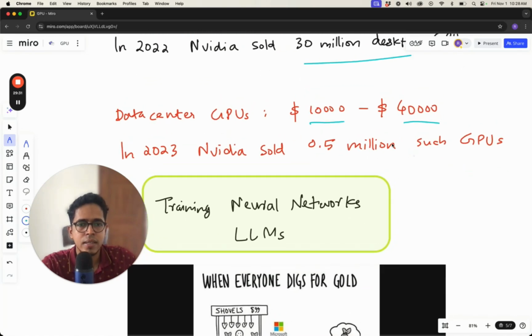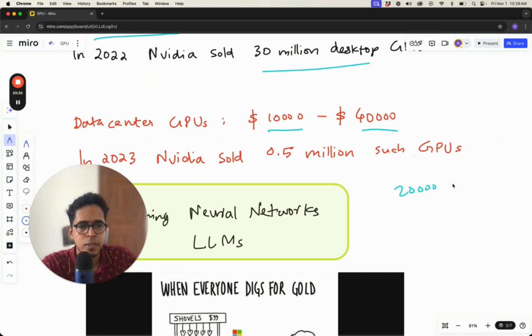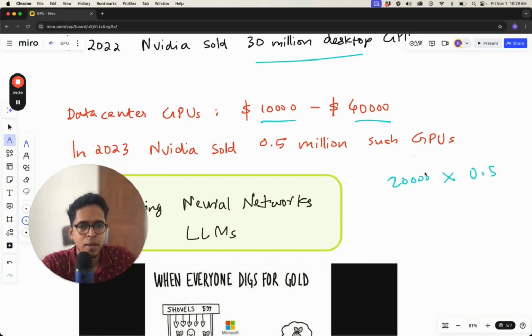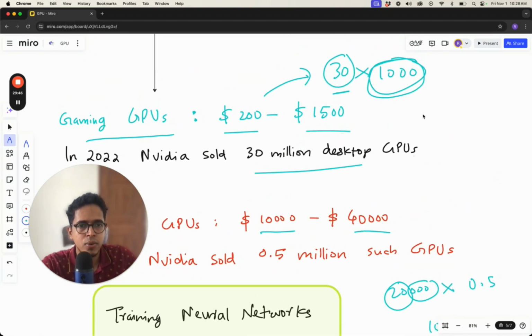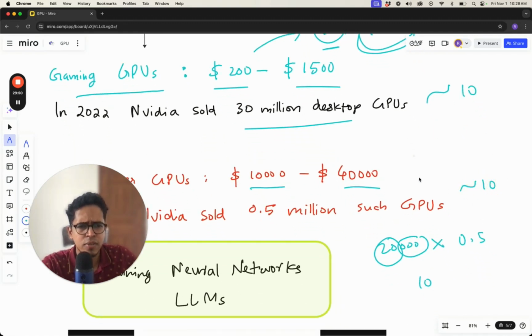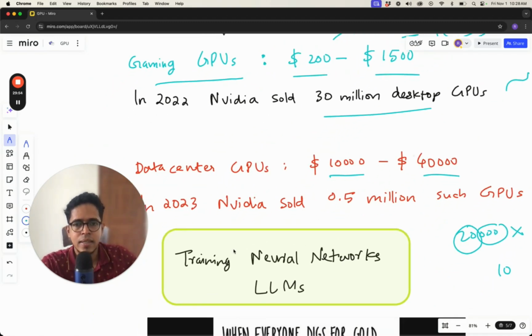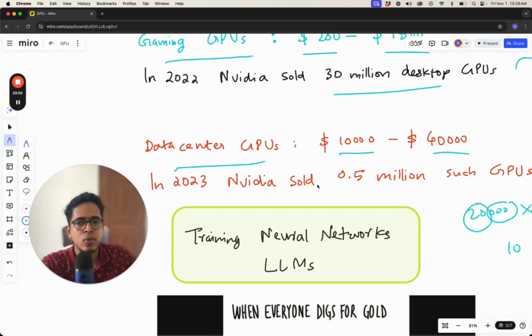Here you can see that when you do a calculation, it's like let's say $20,000 per GPU on average multiplied by 0.5 million. So 0.5 million multiplied by 1,000 will be 0.5 billion. Multiplied by 20 will be around 10 billion. So on the order of magnitude, NVIDIA made around 10 billion from this and around 10 billion from this. I'm not sure if this is true. This calculation is true, but we can check that. But these data center GPUs are primarily meant for training large language models, neural networks, etc.